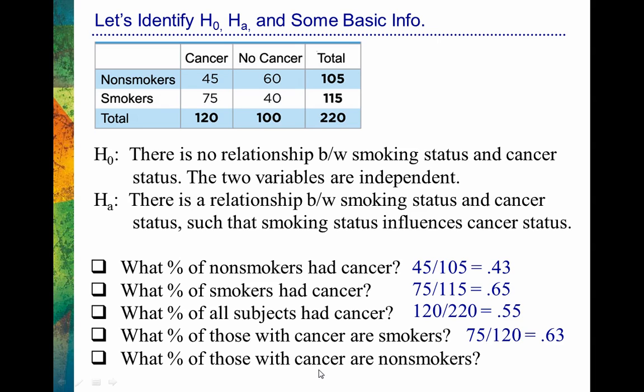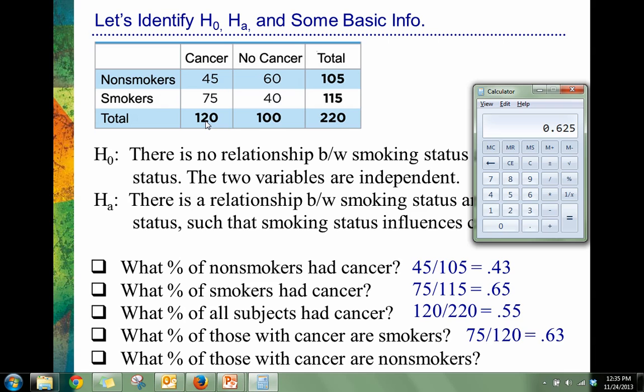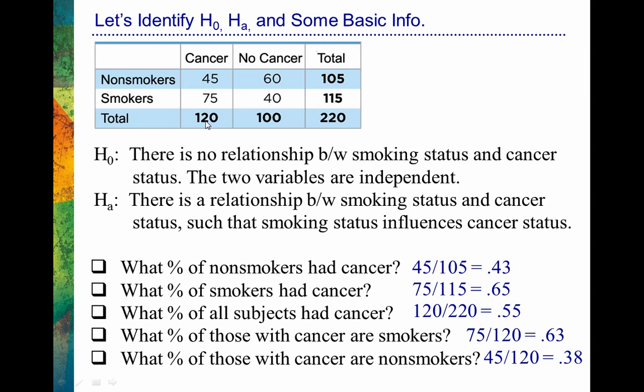What percentage of those with cancer are non-smokers? So here again, we have all the people with cancer. 45 of them are non-smokers, so it's 45 divided by 120. So 45 divided by 120 equals about 38%, 0.38. All right, so we just wanted to make sure that we can do some basic work with those tables.